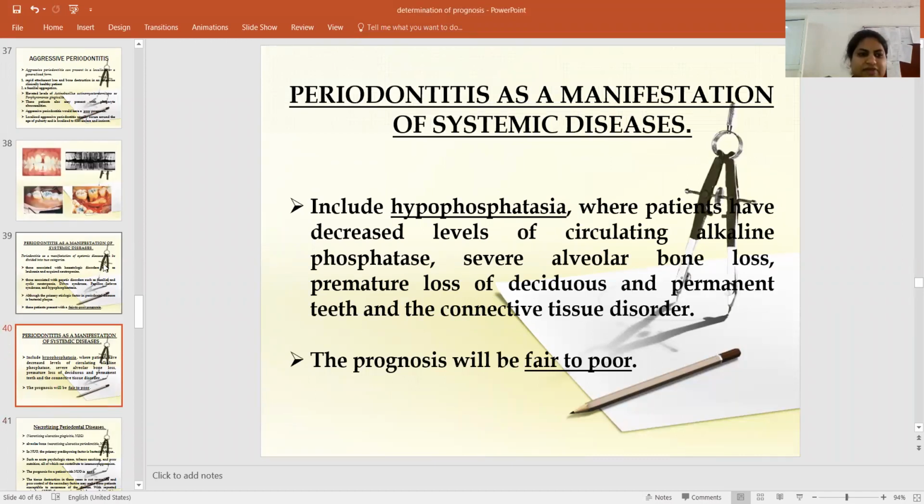Periodontitis as a manifestation of systemic disease also includes hypophosphatasia, where the patients have decreased levels of circulating alkaline phosphatase, severe alveolar bone loss, premature loss of deciduous teeth and permanent teeth, and connective tissue disorder. The prognosis will be fair to poor.